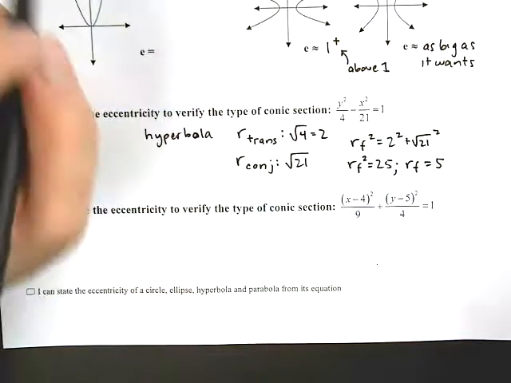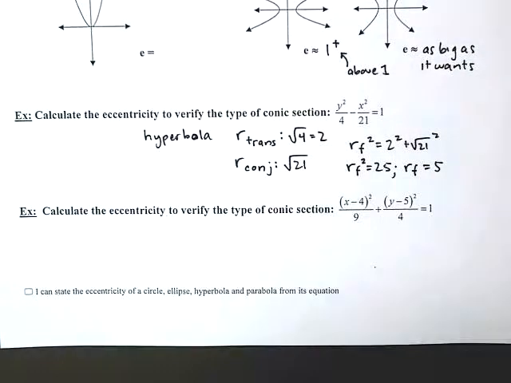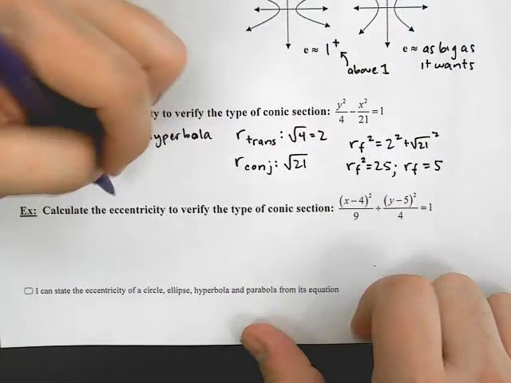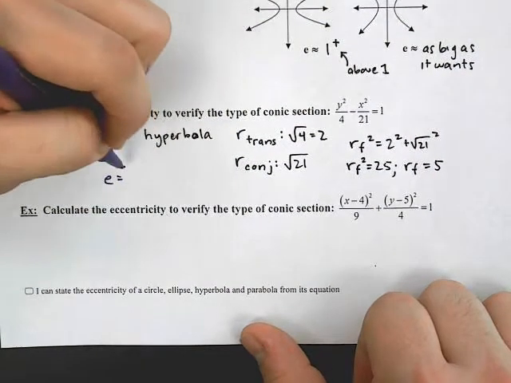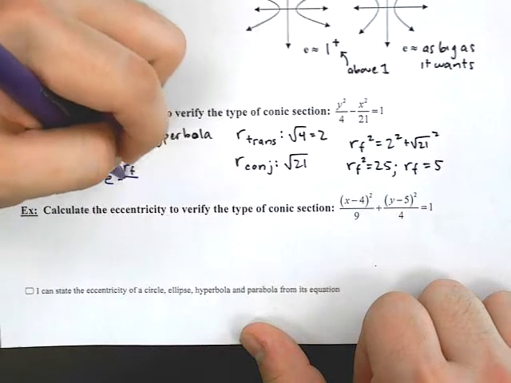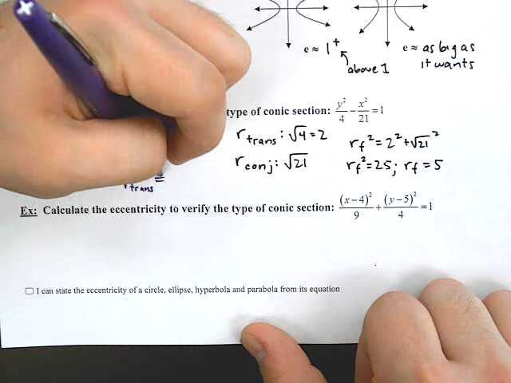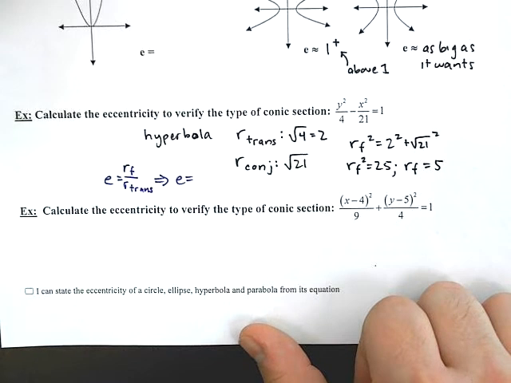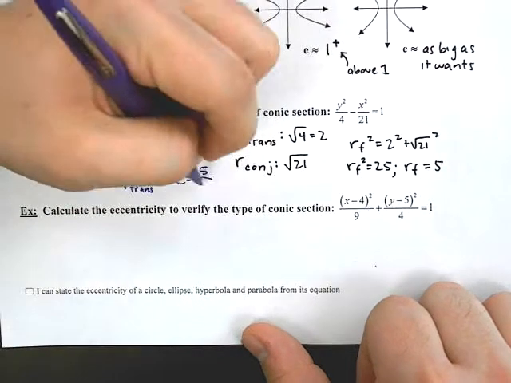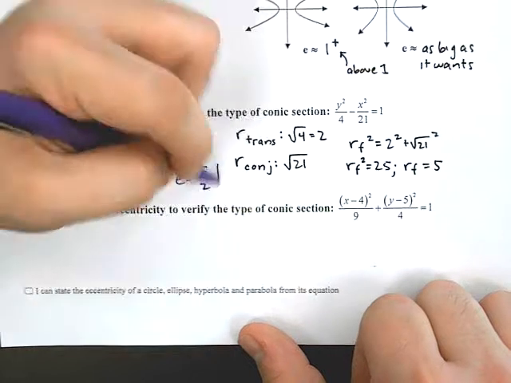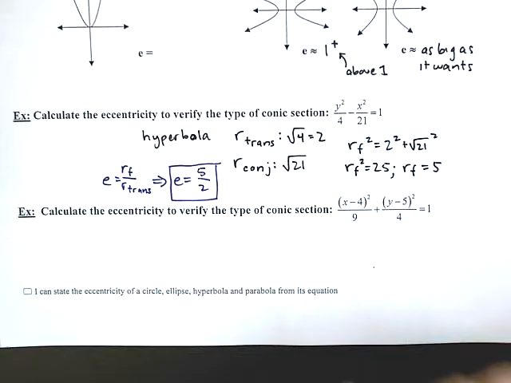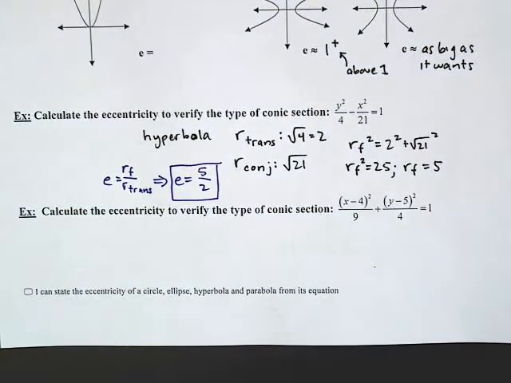So now when we go and we actually get the eccentricity, E equals r sub f over r transverse, E equals 5/2. And what do you know? It's greater than 1. Just what we were looking for.